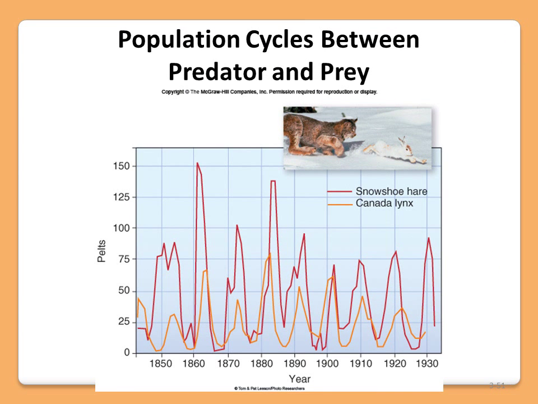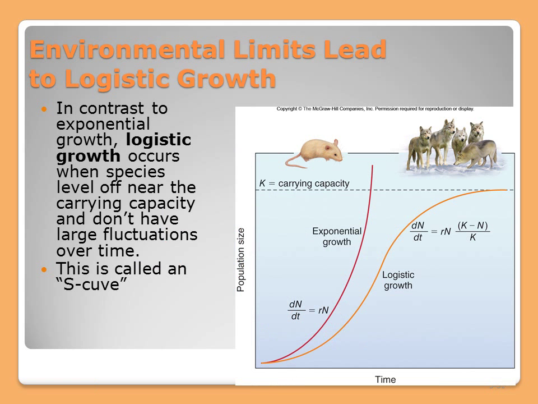This also should look very familiar from last week's lab. And this is an example of the snowshoe hare and the Canada lynx. The hare is the prey and the lynx is the predator. And as you can see here, their numbers cycle up and down together over time. And as you saw in your lab, as you change various factors like birth rate and death rate, these cycles will become more or less dramatic.